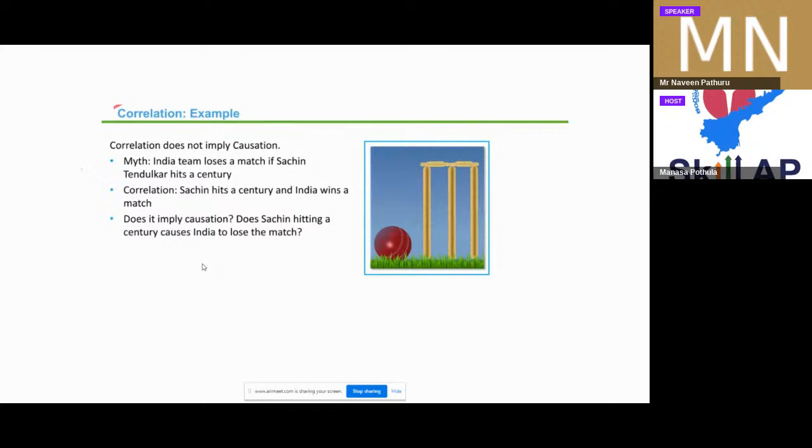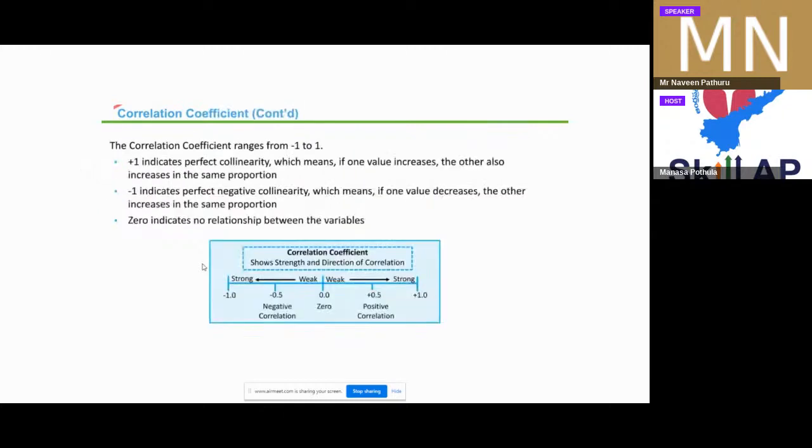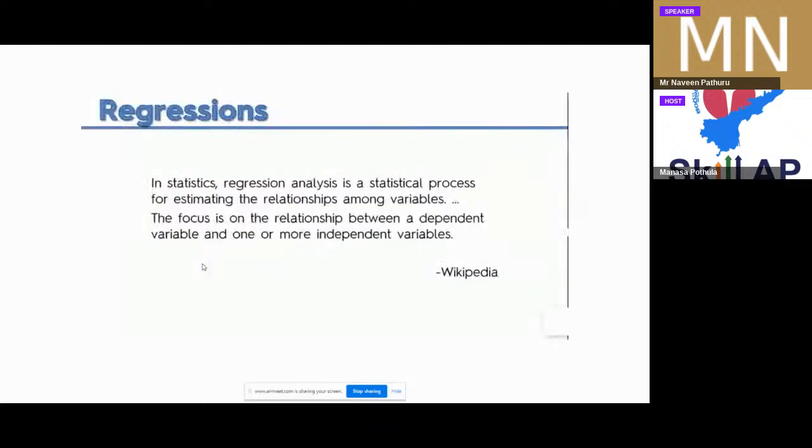The same is with Sachin Tendulkar. If Sachin hits a century, maybe in a few games India lost. It doesn't mean that in the future, whenever Sachin hits a century, India will lose a game. So that is correlation; it does not mean causation, if you recall. It lies between -1 and +1. Zero means neutrally correlated, guys.